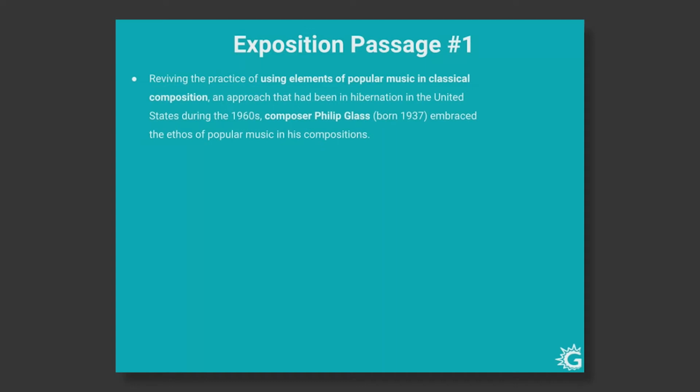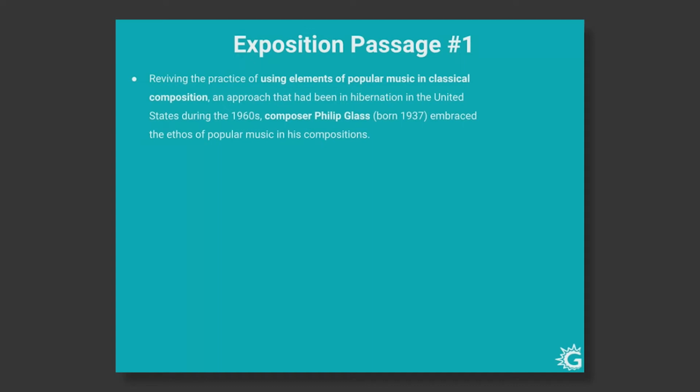And that is what the second chunk tells us, right? An approach that had been in hibernation in the United States during the 1960s. Okay, so this approach, what approach does that refer to? That is right, using elements of popular music in classical composition. It had been in hibernation in the United States during the 1960s. Hibernation, as you may know, refers to a long period. It's a phenomenon that is observed in animals, right? They go into sleep for a long time. And during that time, they're not at all functional. Their body functions go down to the very minimal, right? Nothing is active. So that's what hibernation refers to.